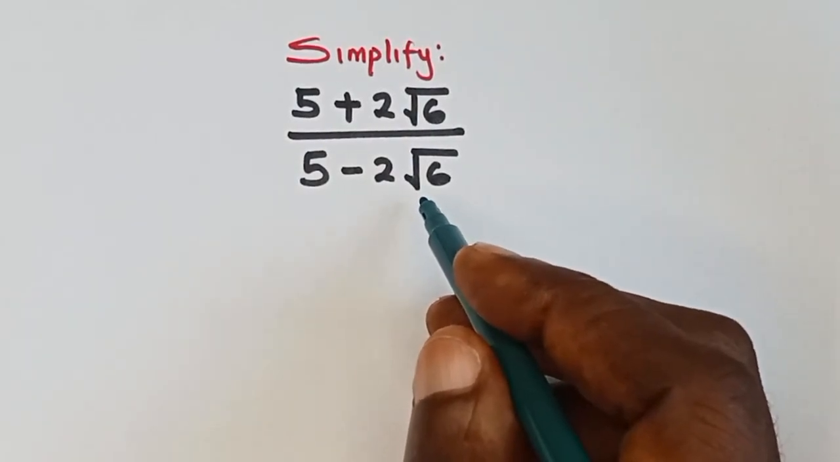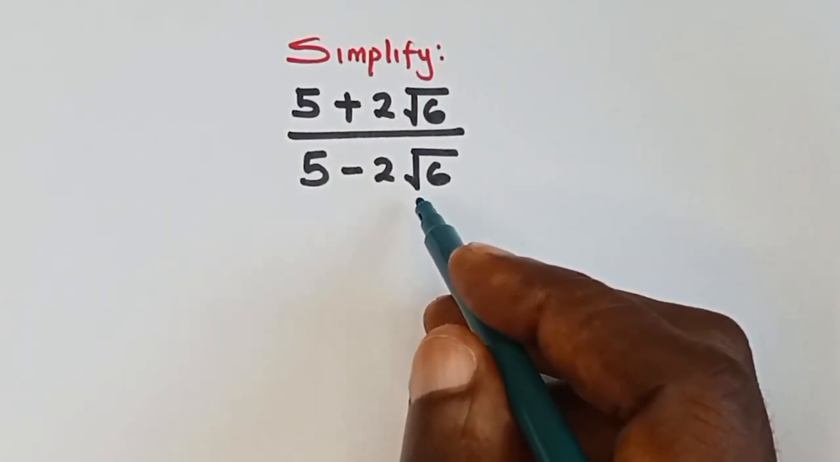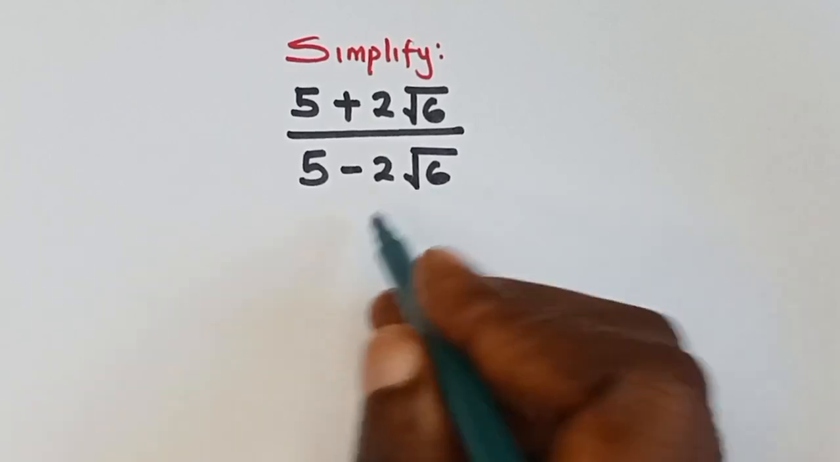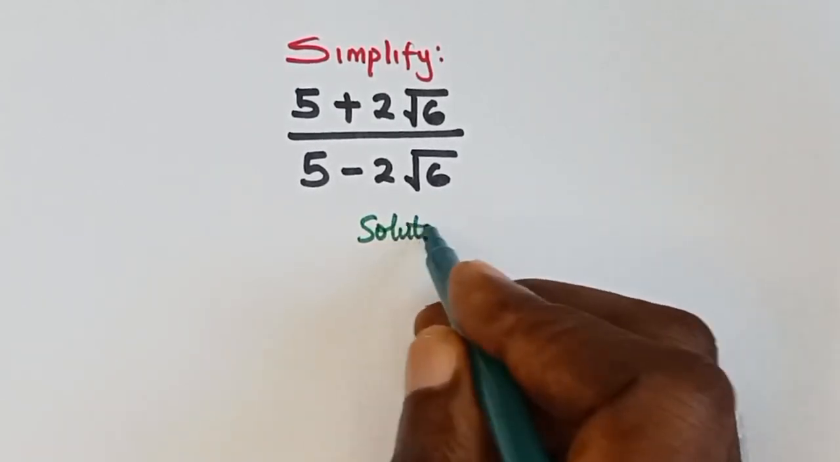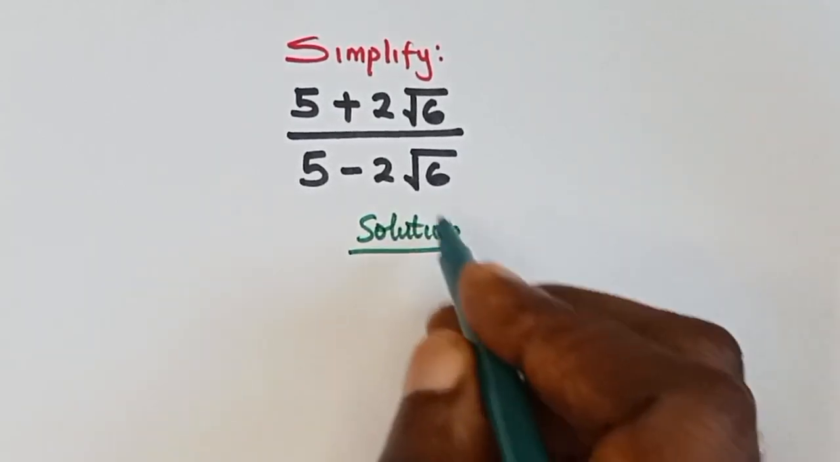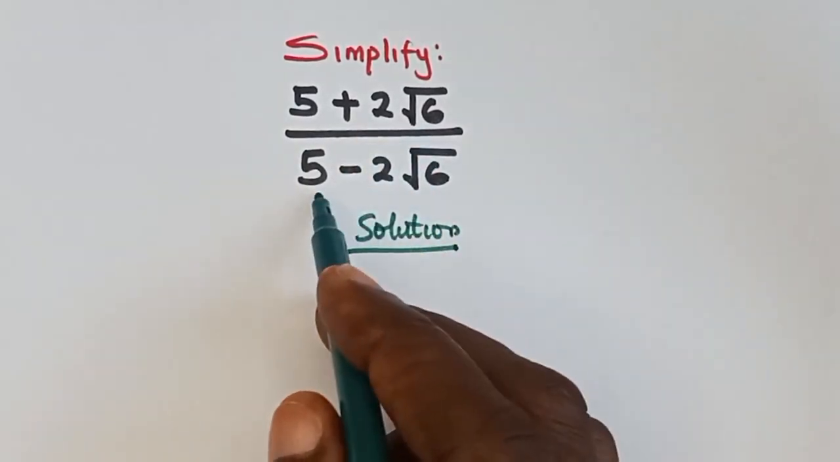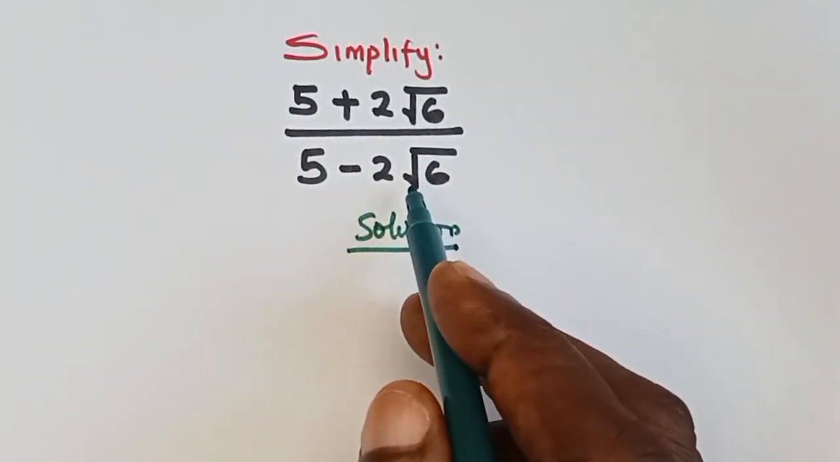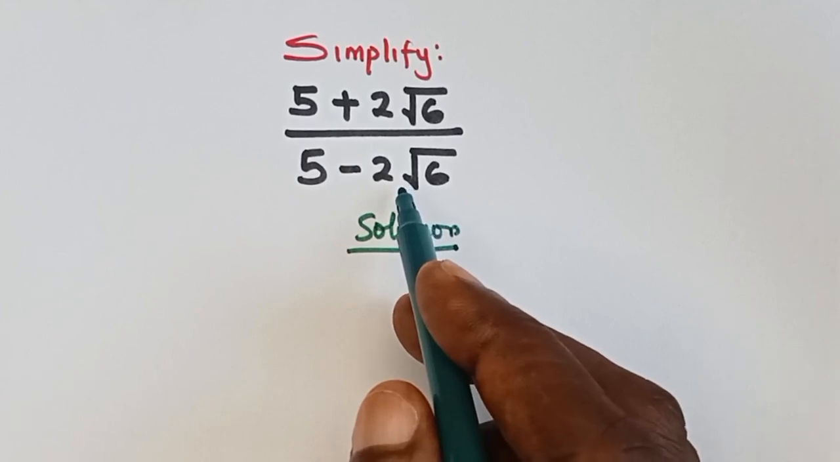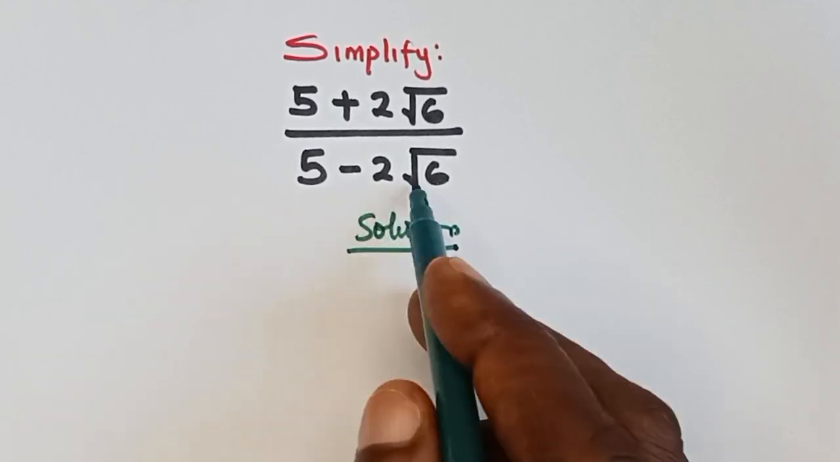In this video I want to show us how we can simplify this radical expression. Alright, solution. So we have 5 plus 2 root 6 over 5 minus 2 root 6. Alright, we are going to find the conjugate. What's the conjugate of the denominator?